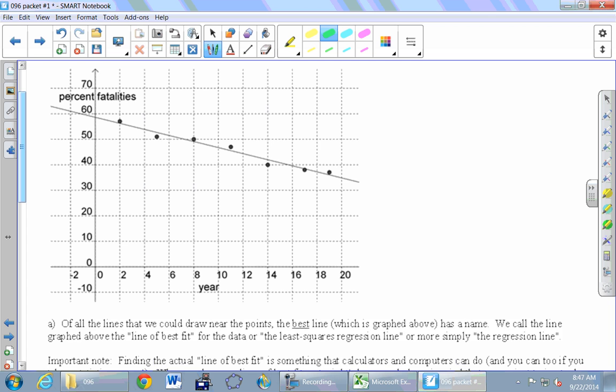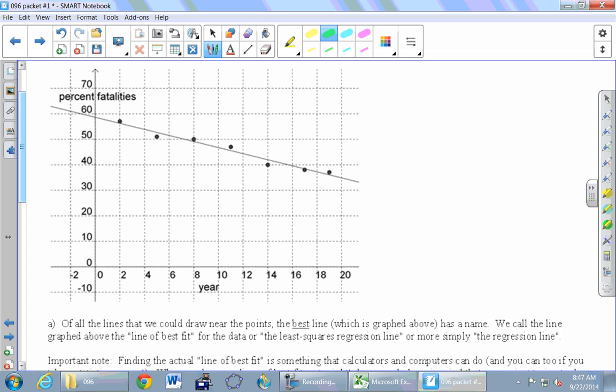Now, as close as possible is another wishy-washy thing for a math class. And so I'll just say that at this stage, it's beyond the scope of our course to talk about what it means to say as close as possible. But if you take a statistics course, you will learn exactly what that means. And that line is the only line that is the best one of all the lines.